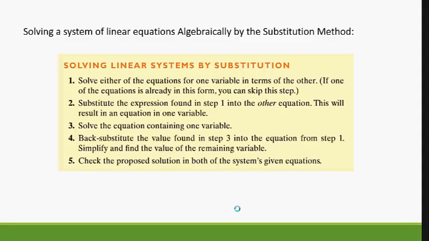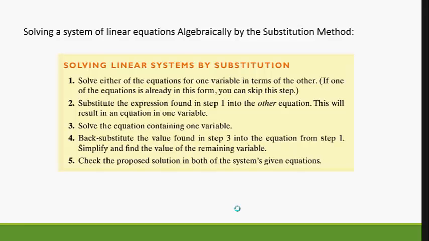When you solve a linear system by substitution, and this can be found on page 435 of your textbook, you solve either of the equations for one variable in terms of the other. If one of the equations is already in this form, you can skip this step. The second step is to substitute the expression found in step 1 into the other equation. This will result in an equation of one variable. Solve the equation, then back substitute, and then check your solution.